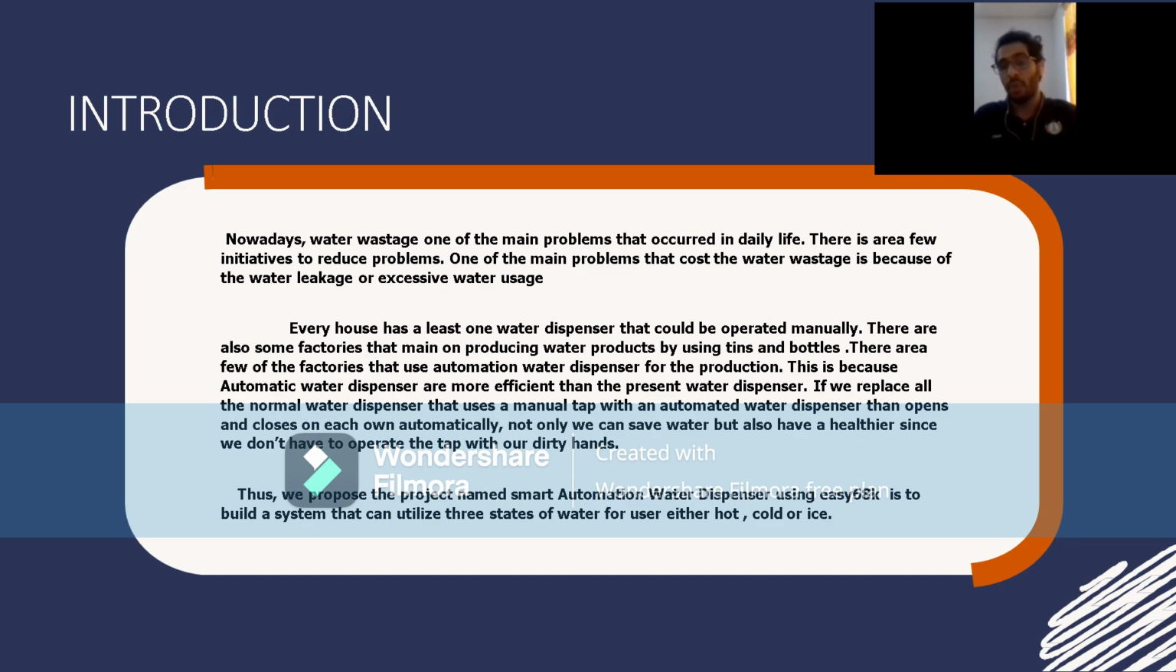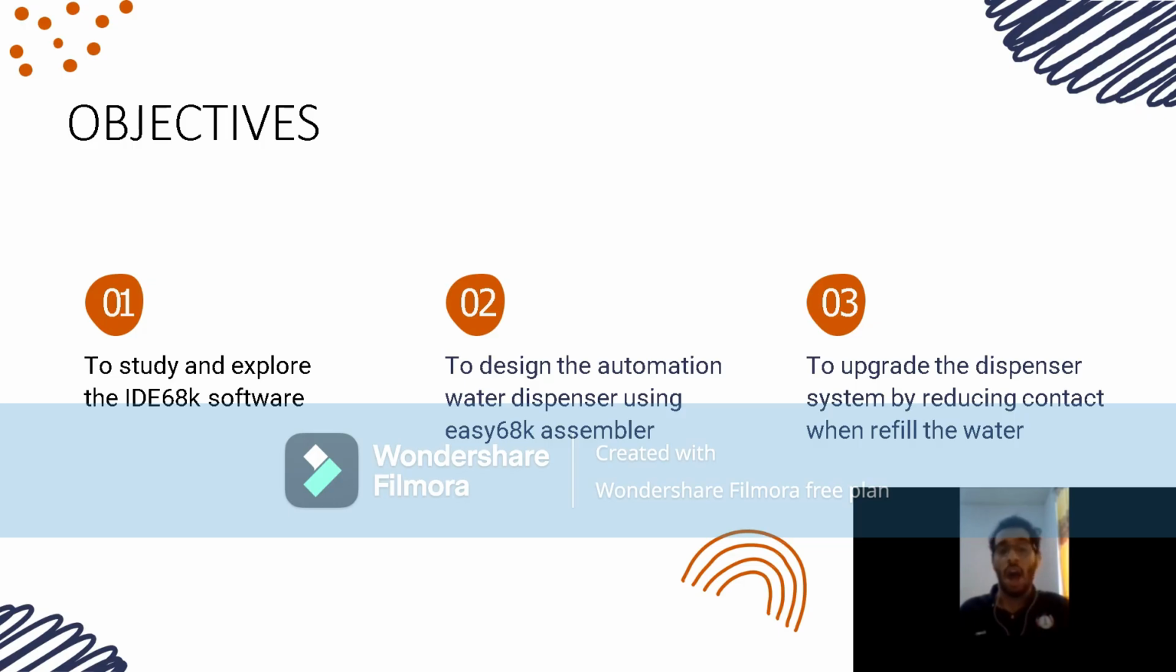So the purpose of this project, named Smart Automation Water Dispenser, is to use the IDE 68K to build and design a dispenser that can provide three states of water for the user, either hot, cold, or ice. I'm also going to talk about our objectives for this project. We have three objectives. One, to study and explore the IDE 68K software. Two, to design the automation water dispenser using 68K simulator. Three, to upgrade the dispenser system by reducing contact when refilling the water.